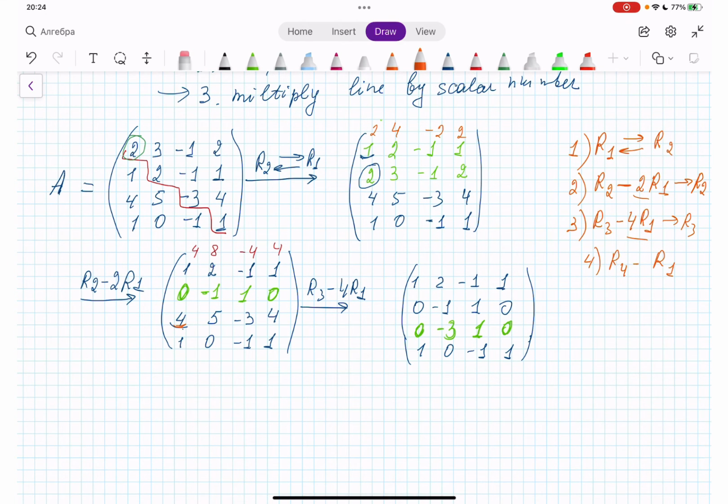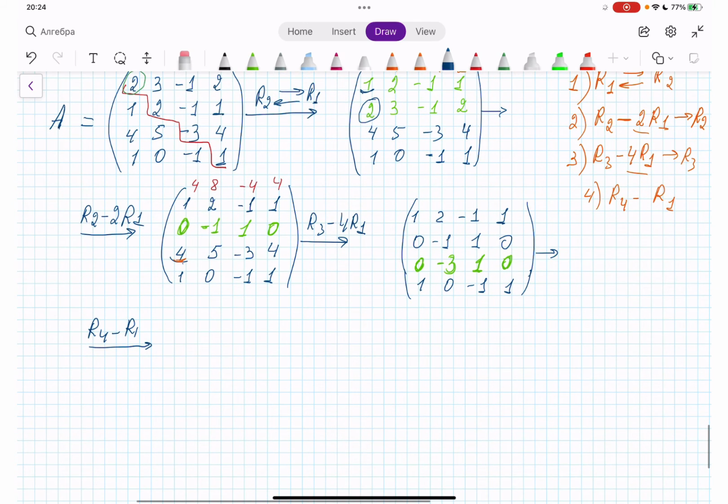Let me write down. So this is continuing here. R4 minus R1. So I'm going to write down first 1, 1, 2, negative 1, 1, 0, negative 1, 1, 0, 0, negative 3, 1 and 0, 1, 0, negative 1, and 1. I'm not going to write the last row because I'm going to fill it out with this difference, R4 minus R1.